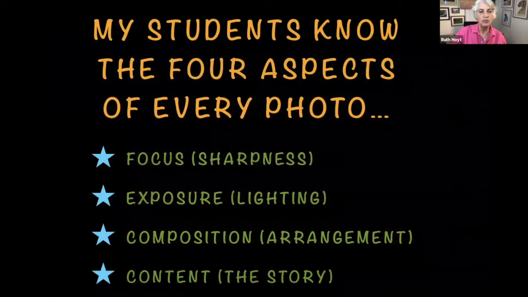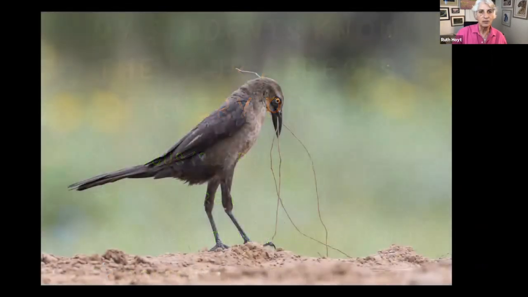And then your story. The content of the picture is the story that the photo tells. So here you can see what's going on. We've got a grackle, it's a female, and she's gathering nesting material. So there's a story going on here. And if you didn't know that's what she's doing, the caption would tell you.